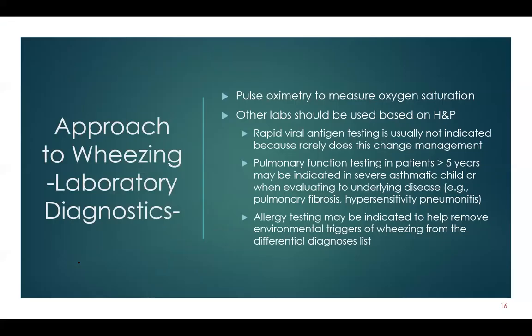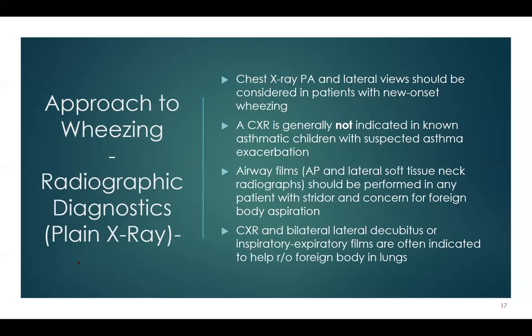Good. Approach to wheezing. So we can do some laboratory values. We definitely want to get a good set of vital signs on this patient. We can do rapid viral antigen testing to try to elicit a cause or a viral etiology. Check pulmonary function tests on kids that are greater than 5 years old. We can do some allergy testing as well. How about radiographic appearance? So we can do a chest x-ray. We can look at the PA and lateral views.